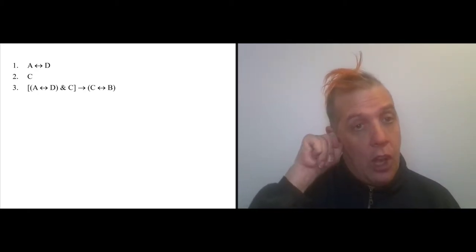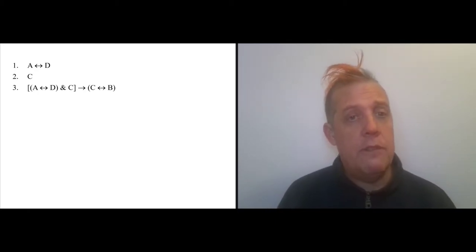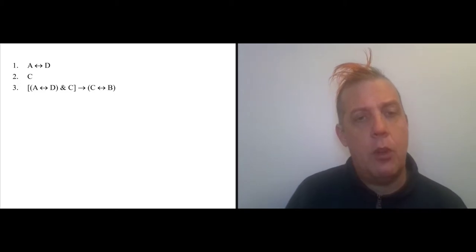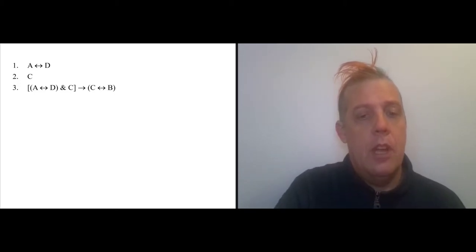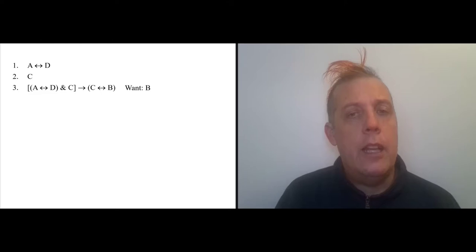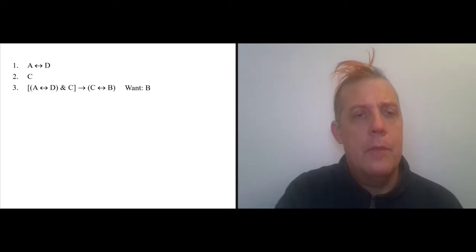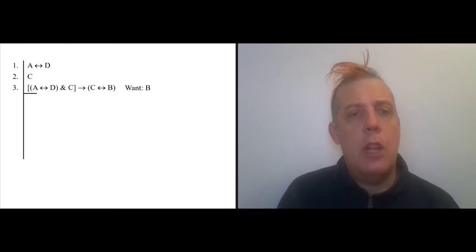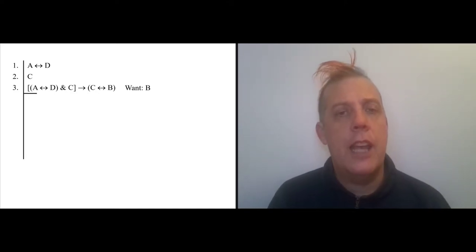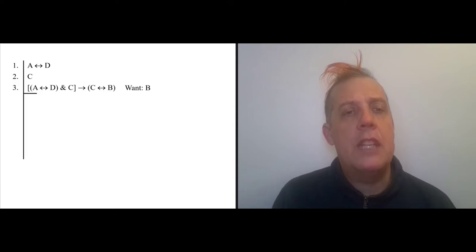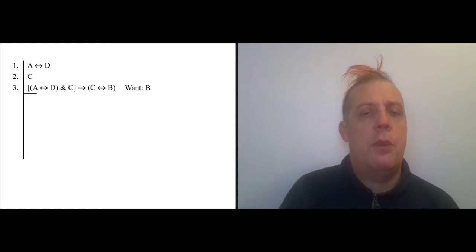We just want to write the first line as our first premise, A if and only if D. Our second premise is C. And our third premise is this really long statement, A if and only if D, and C implies C if and only if B. And our want line is B. So we draw a line there, and we draw the Fitch bar. Everything below the Fitch bar is things we're figuring out on the basis of what we've been given, which is the stuff above the Fitch bar.